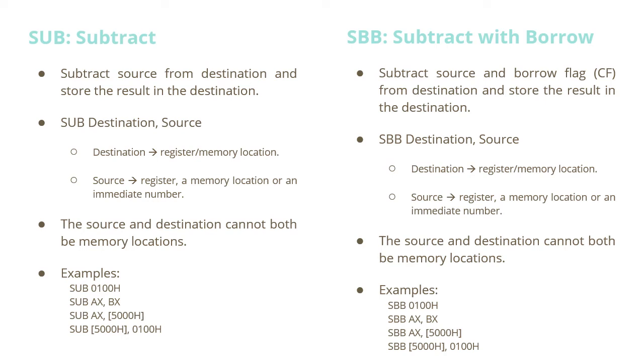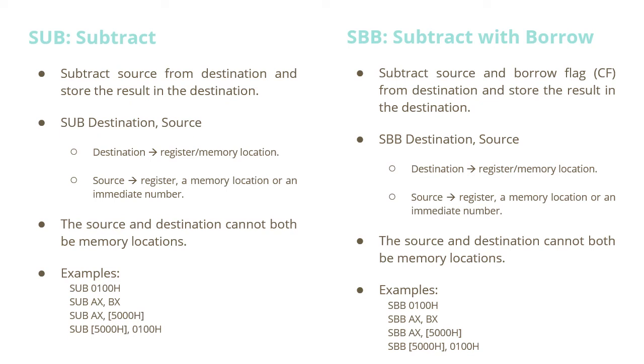Next is SBB AX, 5000H, where the contents of the memory location 5000H is getting subtracted from the contents of AX, and depending on the value of the carry flag, 1 will be subtracted from this result and the final result will be stored in the AX register.